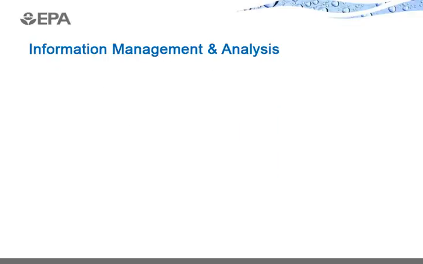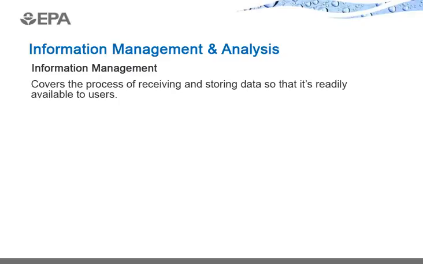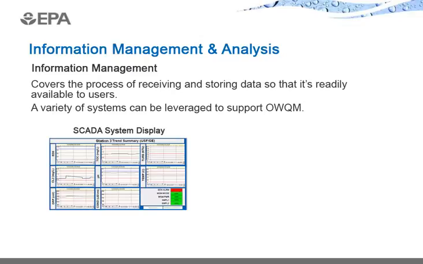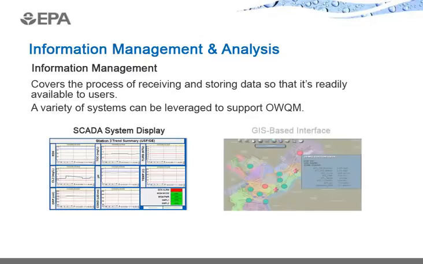The next design element is information management and analysis, which we'll cover using 2 screens. Information management covers the process of receiving and storing data so that it's readily available to users. A variety of information management systems can be leveraged to support OWQM. SCADA systems can be used to display recent values of all parameters measured at a given monitoring location. More sophisticated GIS-based interfaces can be used to view the status of all monitoring stations at a glance. In both cases, users can navigate within the interface to get more details on parameter values, alerts, and station status.